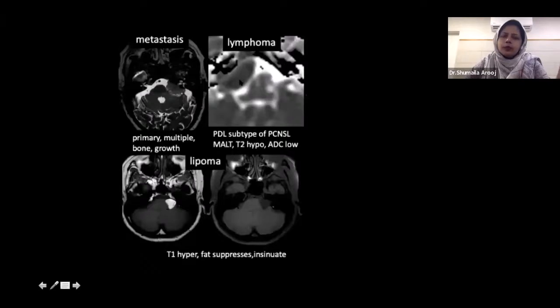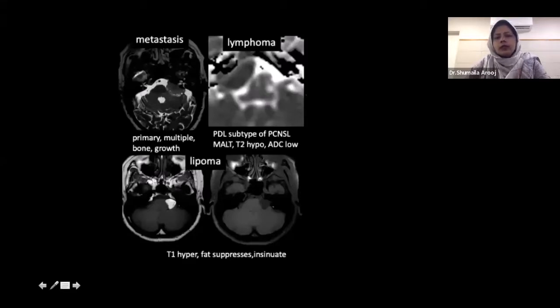So this helps you. First of all, the history helps you. You know the history that the patient already has a primary lesion, and then you are reporting your scan in the light of that history. So the things become quite clear having the history.